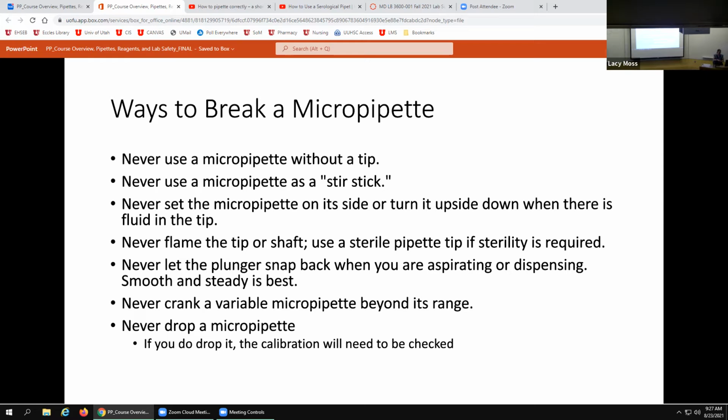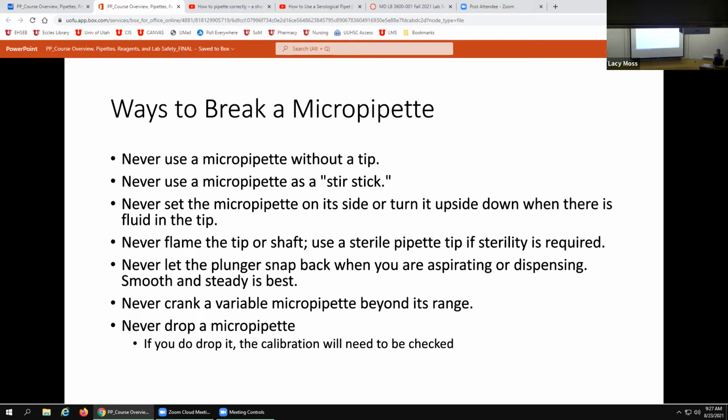Never set the micropipette on its side or turn it upside down when there's fluid in it, because what will the fluid try to do? It will try to go into the micropipette, which we learned does not like that. Never flame the tip or shaft. These are made of plastic. They do not like fire.